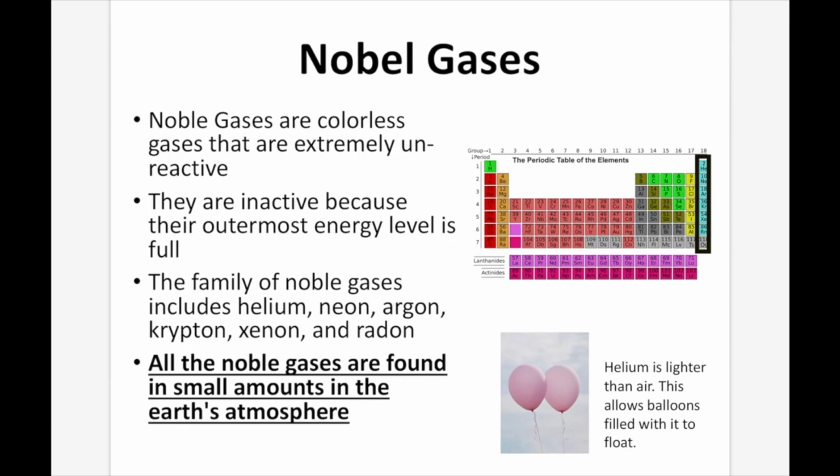They are inactive because their outermost energy level is full. They have 8 already, so they can only have 8 in the outermost energy level. The family of noble gases includes helium, neon, argon, krypton, xenon, and radon. All the noble gases are found in small amounts in Earth's atmosphere. The one that you're probably most familiar with is helium, which is lighter than air, which is why it's able to float, as you can see here.